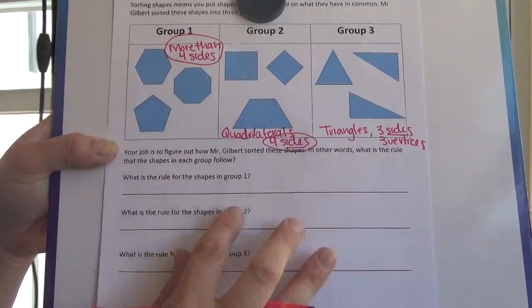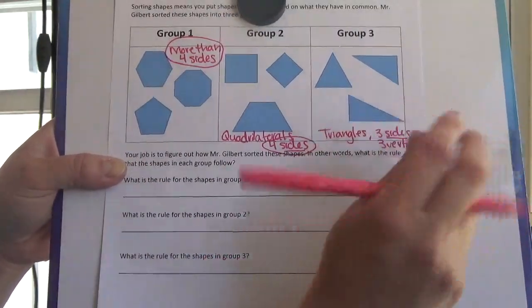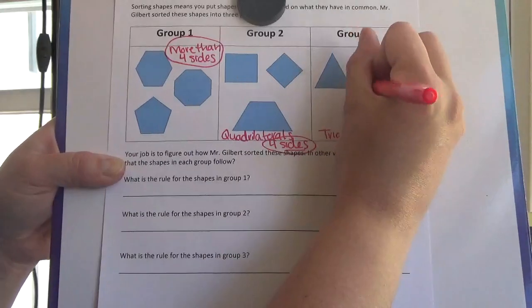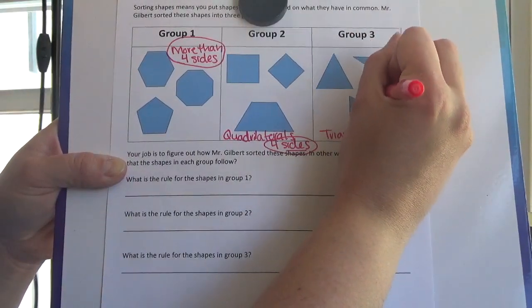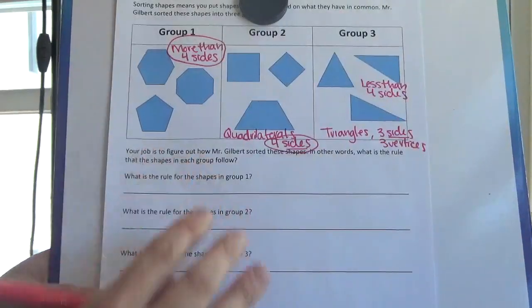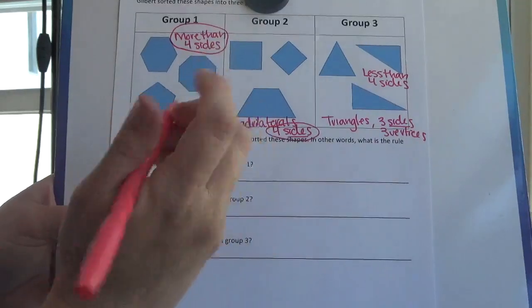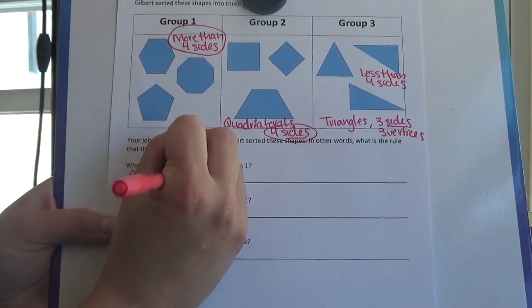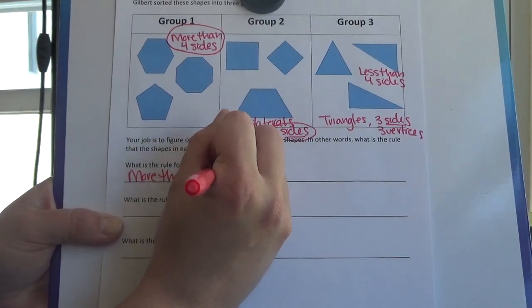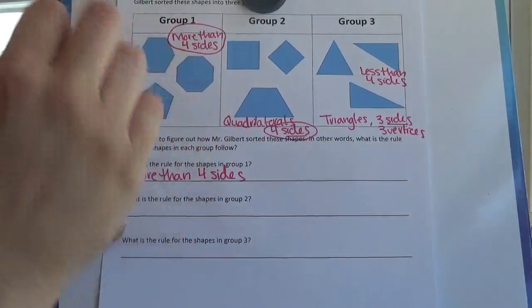So now I'm going to go back to my triangles, and I'm thinking that the rule that Mr. Gilbert followed had something to do with the number of sides, and 3 sides is less than 4 sides. So I'm going to write that on the lines, even though I just made my notes on the chart. So the rule for shapes number 1 is that they had to have more than 4 sides, and that's why Mr. Gilbert put a hexagon, octagon, and a pentagon.